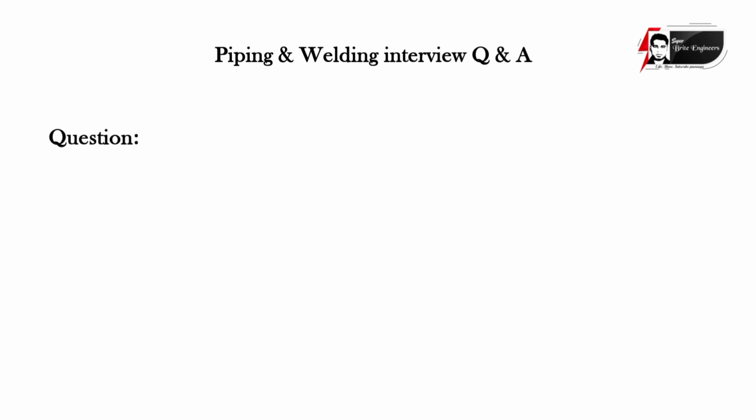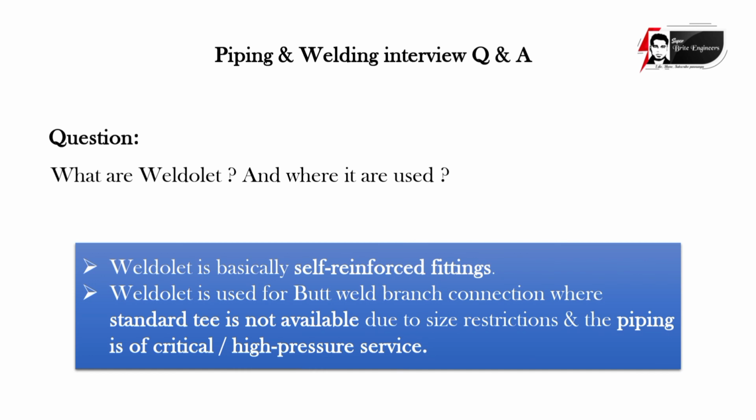What is a weldolet and where is it used? Weldolet is basically a self-reinforced fitting. Weldolet is used for butt weld branch connections where the standard tee is not available due to size restrictions, and the piping is of critical or high temperature and pressure.